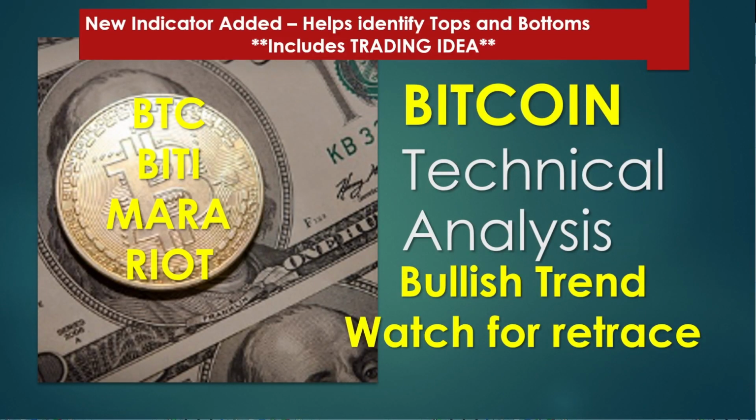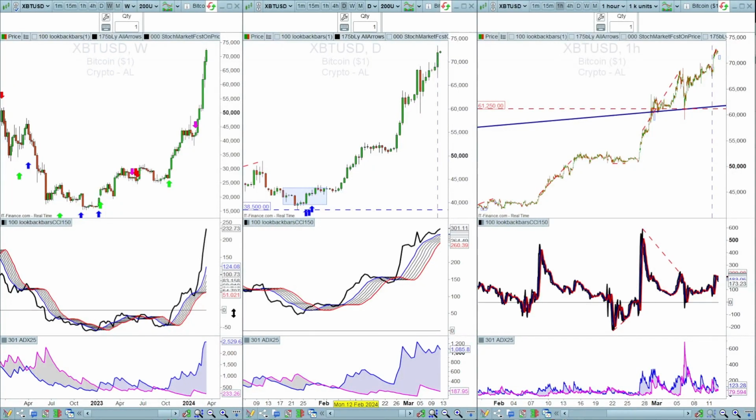It's March 12, 2024. This is the Bitcoin analysis. We're still in a pretty strong bullish trend, although there are some signs of a retrace. So let's see where that may eventuate. First, again, for those new to the channel, we've got three charts. We've got the weekly, daily and hourly charts.